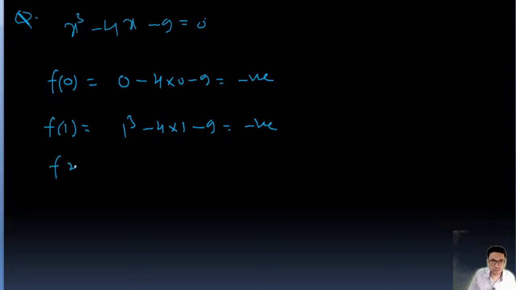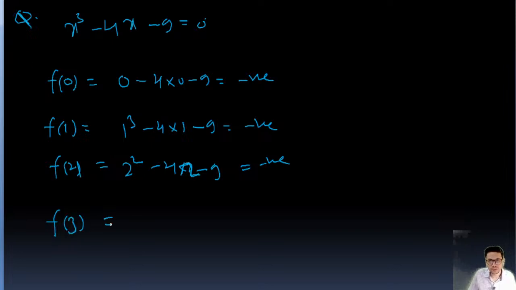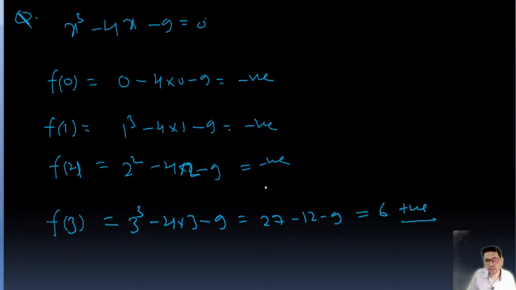Now we'll put x equal to 2. If we do x equal to 2, then it is going to be 2 cube minus 4 into 2 minus 9. So again it will give a negative value. We need one negative and one positive value. Now we'll find f(3). f(3) is going to be 3 cube minus 4 into 3 minus 9, which is 27 minus 12 minus 9, and this value is going to be 6, that is positive, right? This is positive, this is negative.